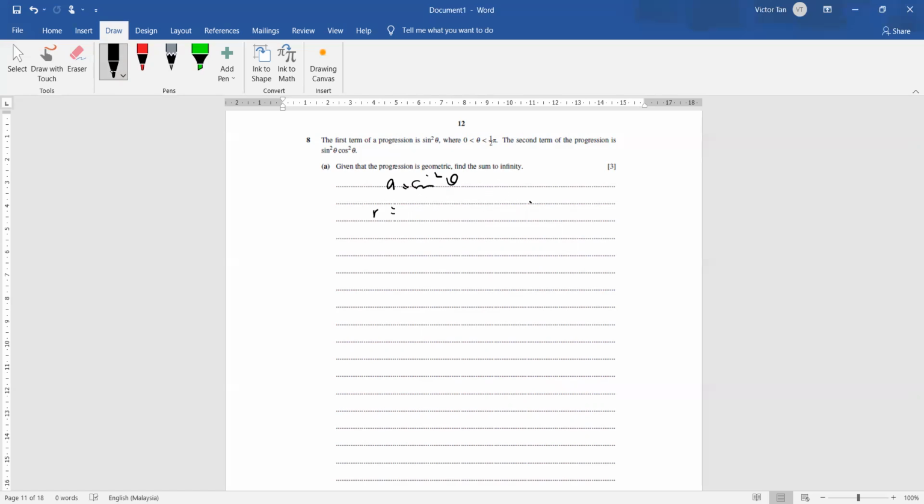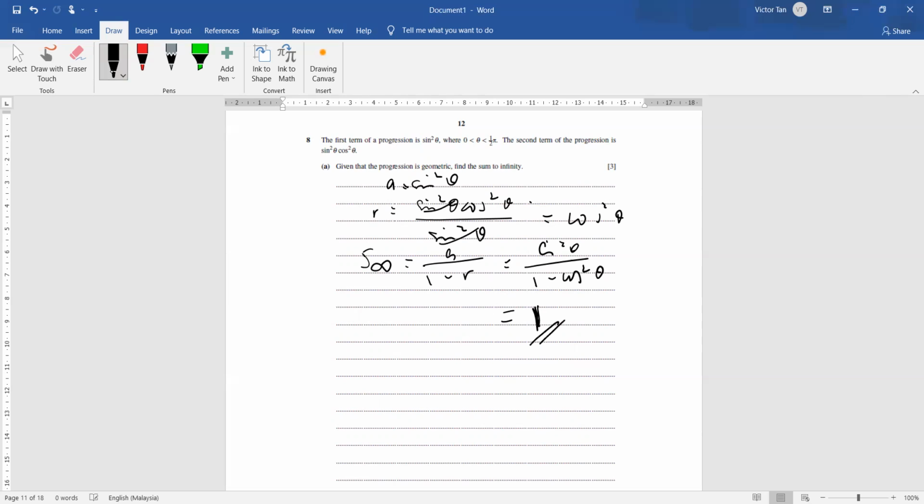Time's going too fast. Sine square theta cos square theta over sine square theta is cos square theta. Sum to infinity is A over 1 minus R, so it will be sine square theta over 1 minus cos square theta, which will be sine square theta over sine square theta, which will be 1. So that's the solution.